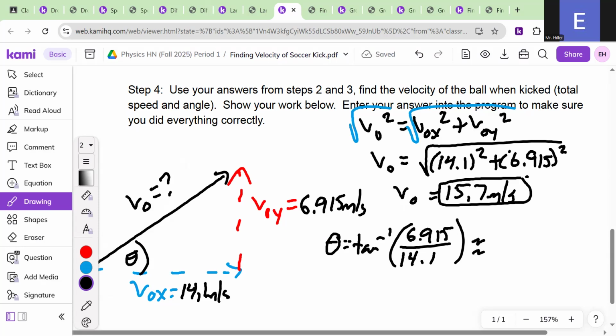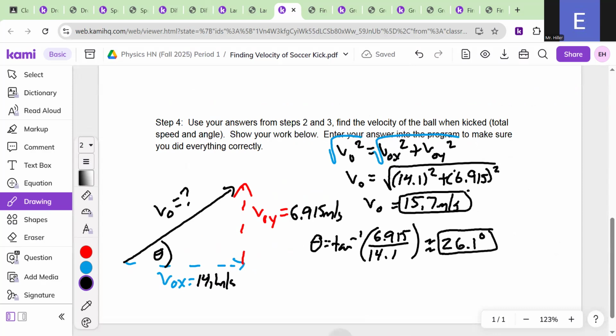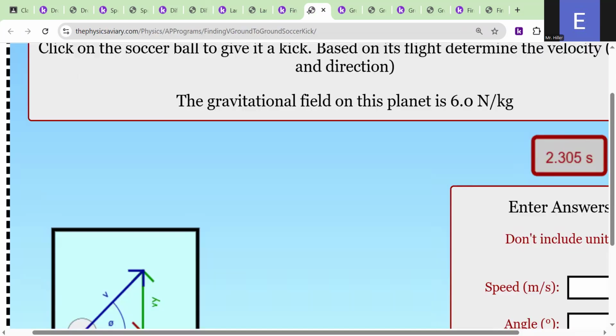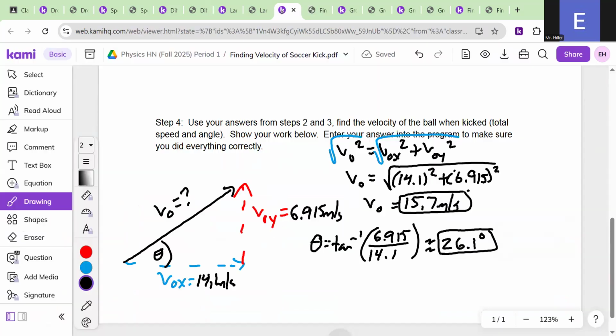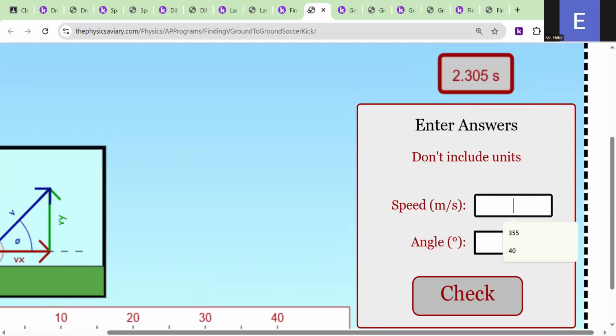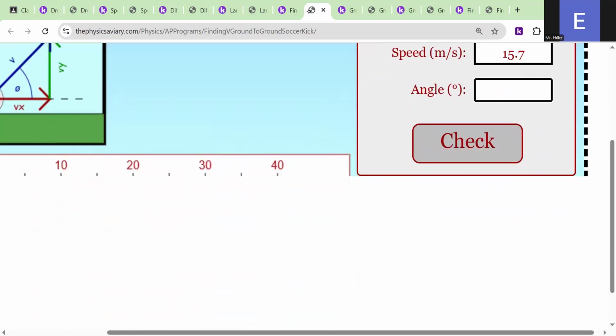6.915 divided by, in my case, 14.1. Let's see, 6.915 divided by 14.1. I'm looking at an angle of about 26.1 degrees. Okay, I'm going to enter these in my equation, and I'm going to find exactly what it is. So the speed I'm getting is about 15.7. Let me just double check that. Yeah, 15.7. And I'm getting an angle of about 26.1.